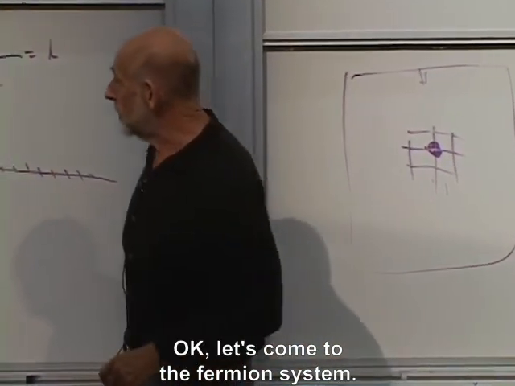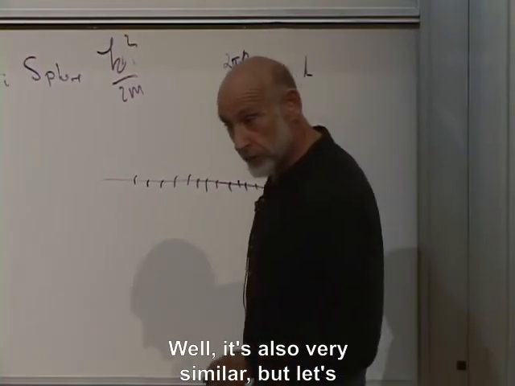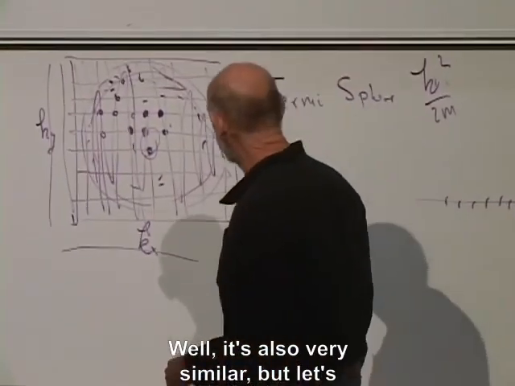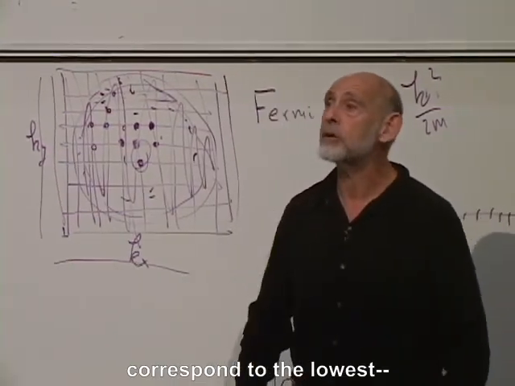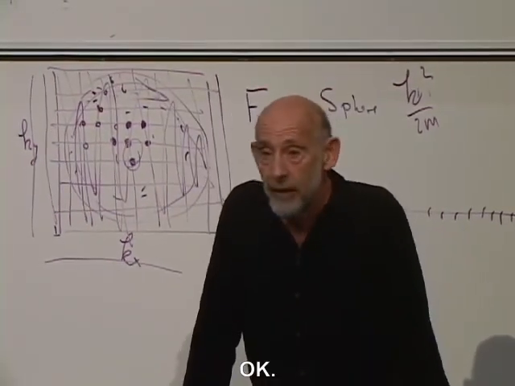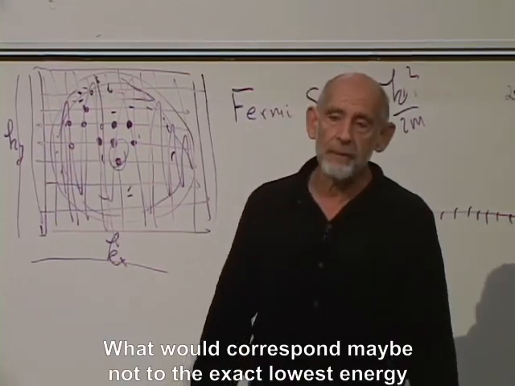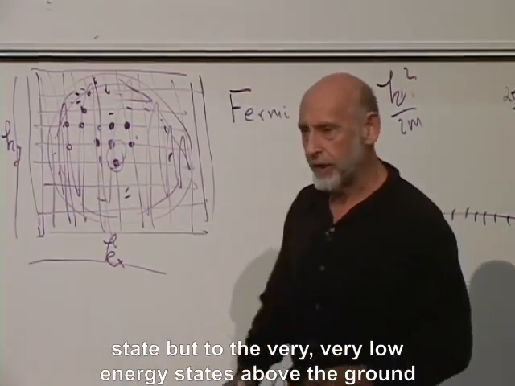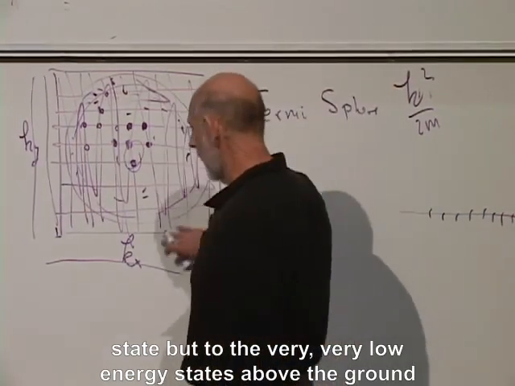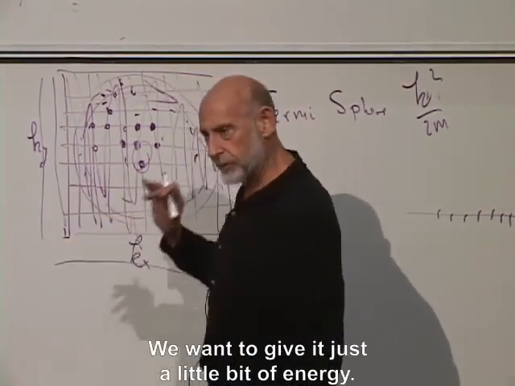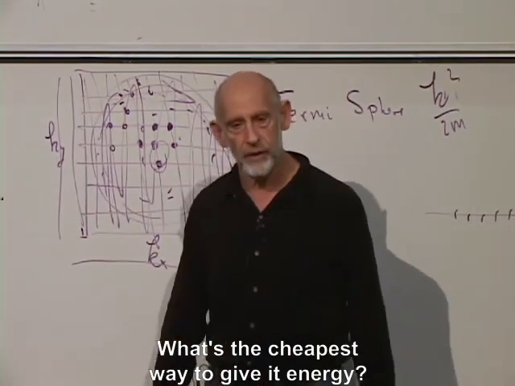Okay. Let's come to the fermion system. Well, it's also very similar, but let's try to figure out exactly what would correspond to the lowest. What would correspond, maybe not to the exact lowest energy state, but to the very, very low energy states above the ground state? We want to give it just a little bit of energy. What's the cheapest way to give it energy?